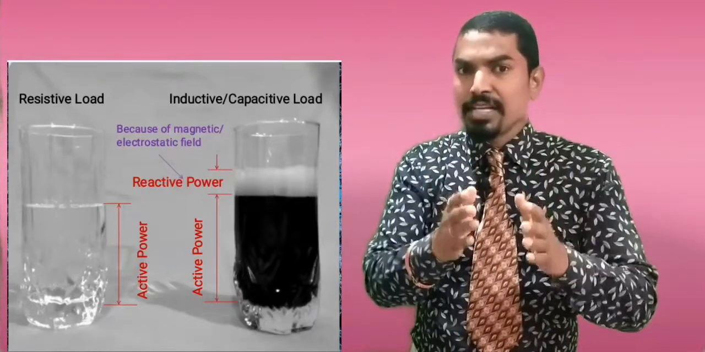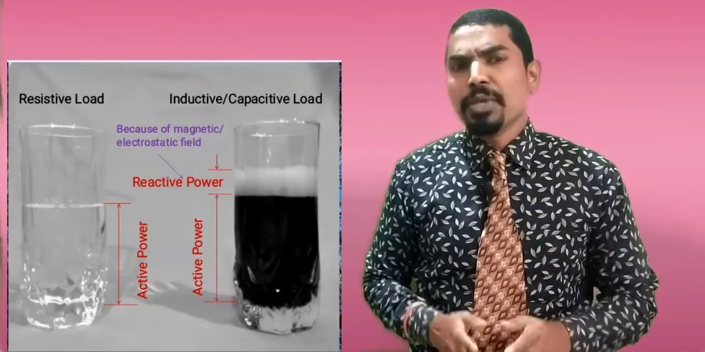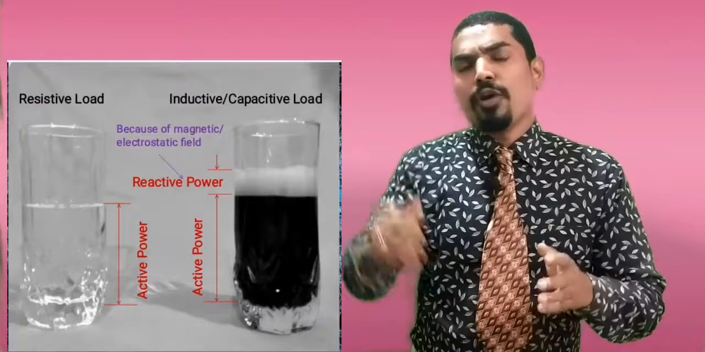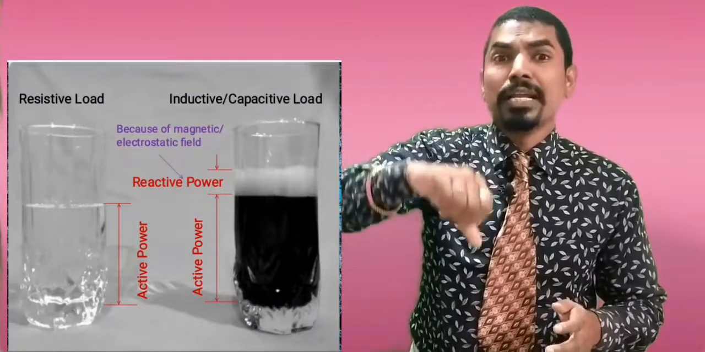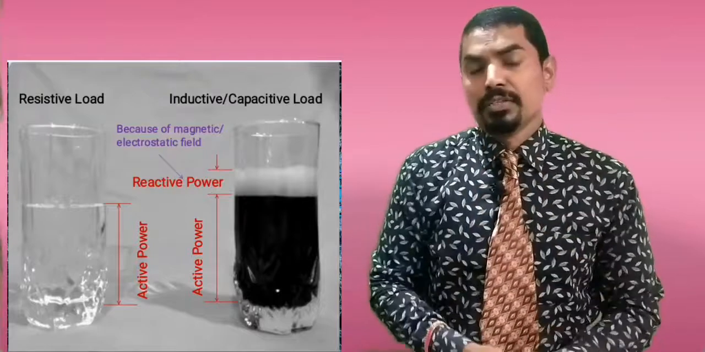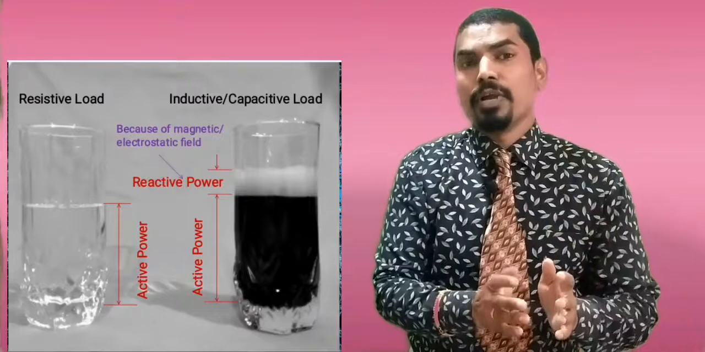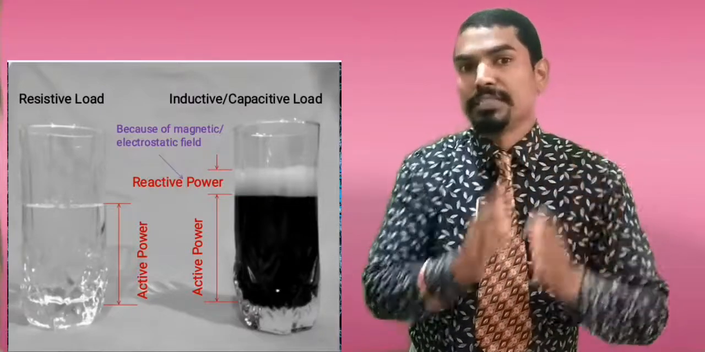Now this first glass, which is filled with water, is just like a resistive load, because whatever power we are putting in a glass, that is being totally consumed by that load. So it is the active power. The water is equivalent to active power, and that glass is nothing but a resistive load.